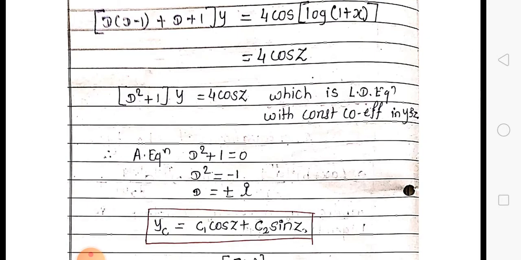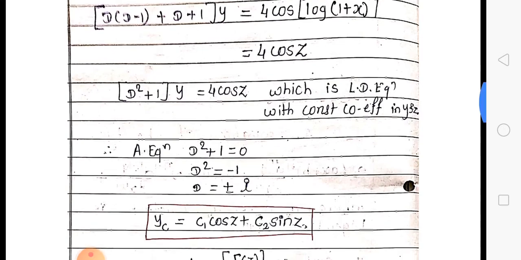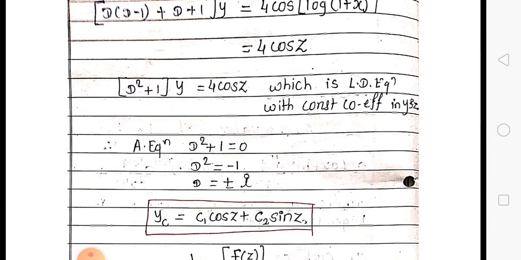Now we find the roots of this equation and write the complementary solution of the equation. Here D square plus 1 equal to 0. Therefore, we got D square equal to minus 1. Therefore, we got D equal to plus minus i. If D equal to plus minus i, then we got the solution. Here roots are imaginary and distinct. Therefore, complementary solution is c1 cos z plus c2 sin z.